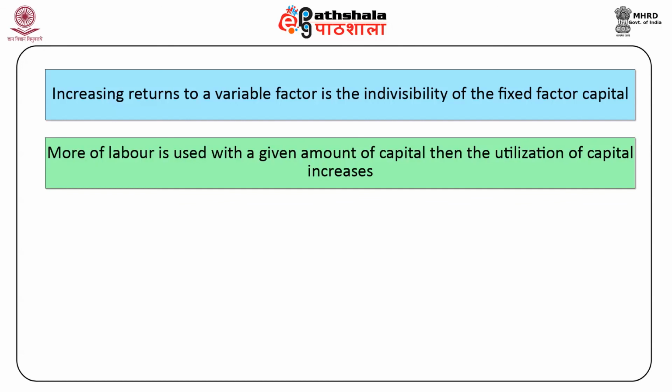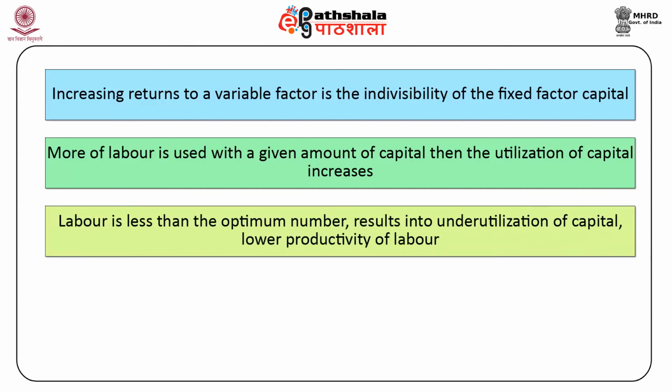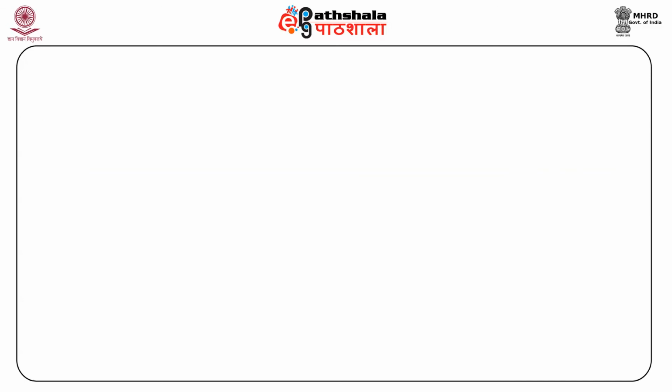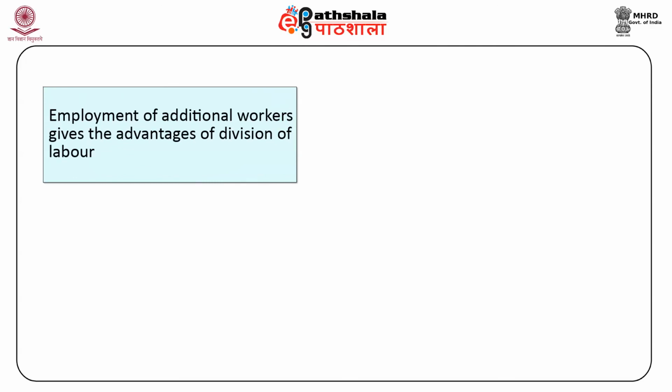On the other hand, if the labor is less than the optimum number, then it results in underutilization of capital and lower productivity of labor, because since the capital is indivisible, each unit of capital requires an optimum number of labors. Another reason for the increase in labor productivity is that employment of additional workers gives the advantages of division of labor until the optimum capital-labor combination is reached.